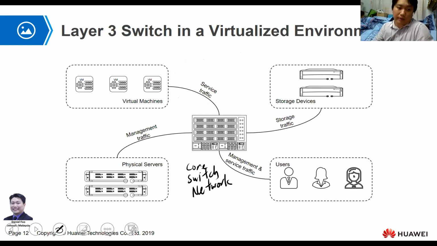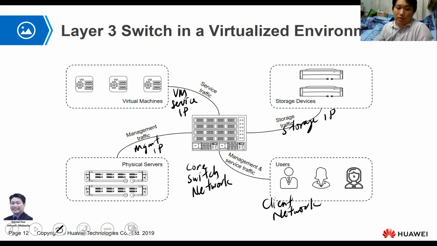So maybe you have the management IP traffic, then you have the KVM service IP. Okay, so you have the storage IP and the client network. So this core equipment will help you to switch, for example, pass and forward your data from the client service network to the management equipment, to the physical server, for example.